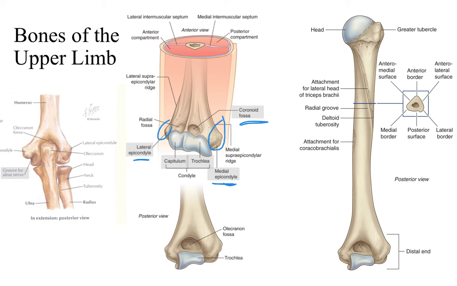All right, and in between them, what we have is something called a trochlea. Trochlea actually means pulley, so if you look at this, here would be one wheel, here would be the other wheel, and in the middle would be where the rope would go for a pulley.